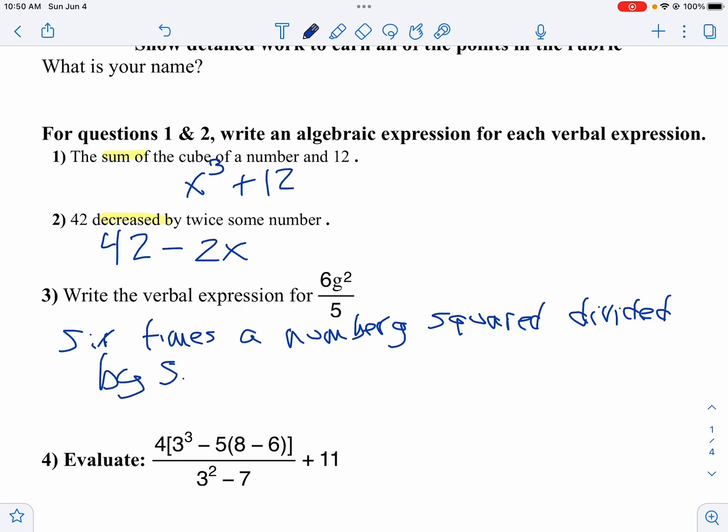Now obviously there's more than one correct way to do this. We could have said the product of 6 and g squared and then divided by 5. Or we could have said the quotient of 6 times g squared and 5. More than one correct answer.